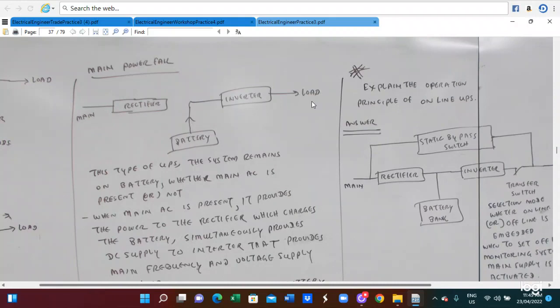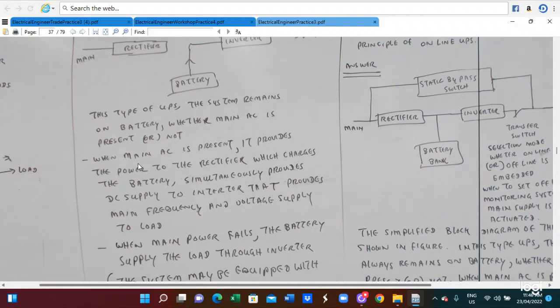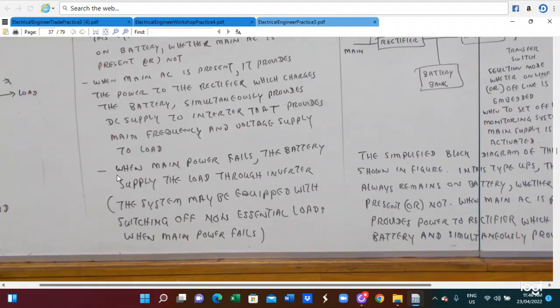This type of UPS is a system that remains on the battery whether the main AC is present or not. When the main AC is present, it provides power to the rectifier, which charges the battery. Simultaneously, it provides the DC supply to the inverter, which provides the main frequency and voltage supply to the load. When the main power fails, the battery supplies the load through the inverter. The system may be equipped with switching of the non-essential load when main power fails.